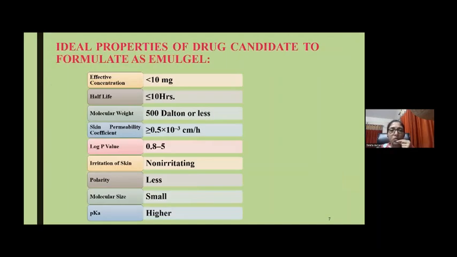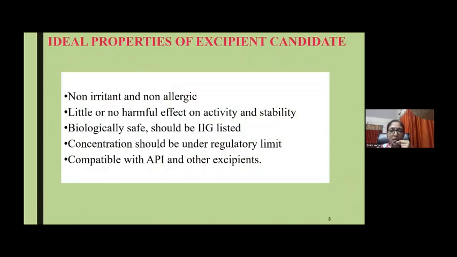Now let us see the ideal properties of a drug candidate: effective concentration less than 10 mg, half-life less than or equal to 10 hours, molecular weight of 500 daltons, and log P between 0.8 and 5. It should be non-irritating and the pK should be high. The ideal properties of an excipient candidate are also an important criterion: it should be non-irritating and non-allergic, with little or no harmful effect on the activity and stability, and whatever excipient you select should be biologically safe.